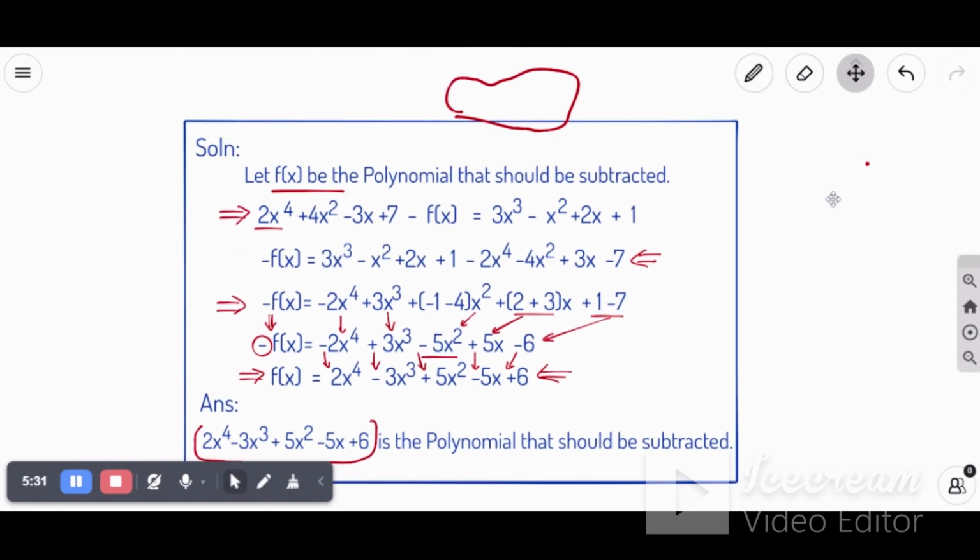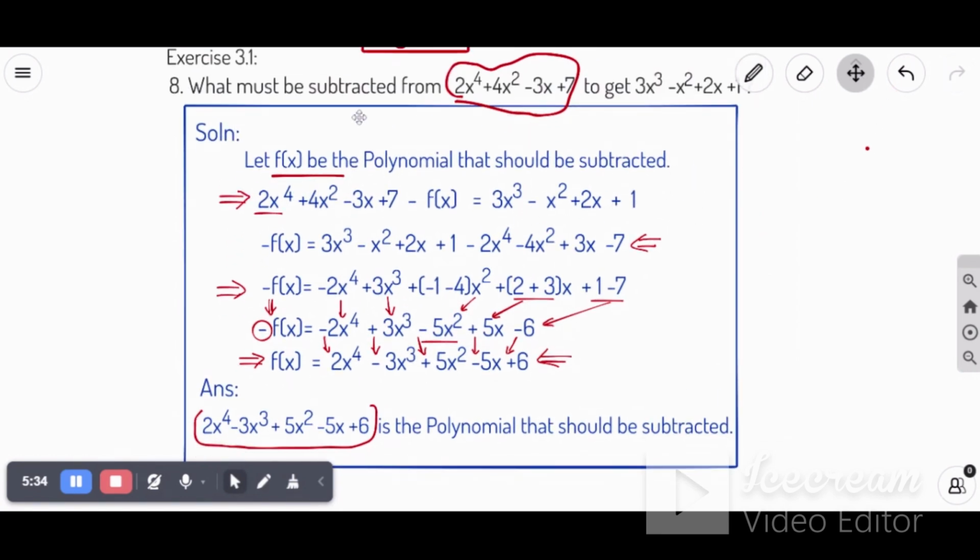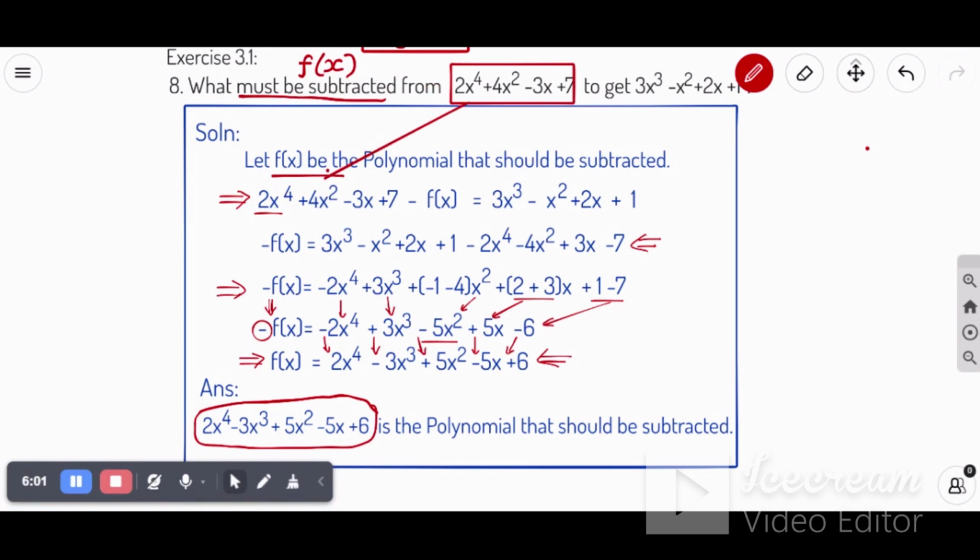Whenever you write your answer anywhere, in case of word type questions, write whatever is given in the question as the answer. So what must be subtracted from? You have to write this is the polynomial that should be subtracted. Hope you understood this question. First of all, just read the question carefully. What must be subtracted? That is the thing you have to find out. I have taken it as f of x. From means you have to write this first. So I have written that first and then minus f of x. To get means equal to. To get this, you have to subtract f of x from here. Hope you understood this question and thanks for watching.